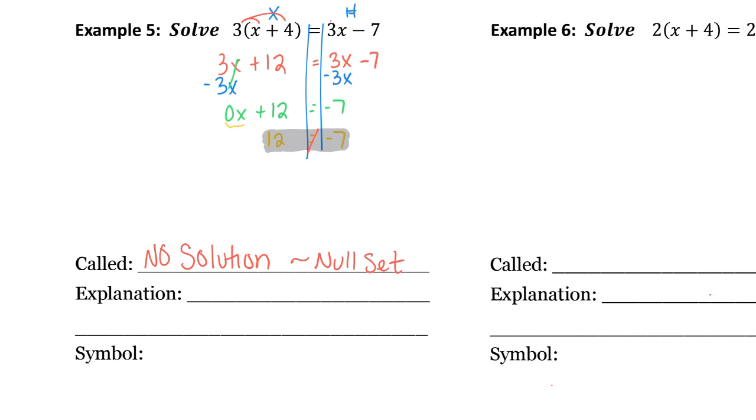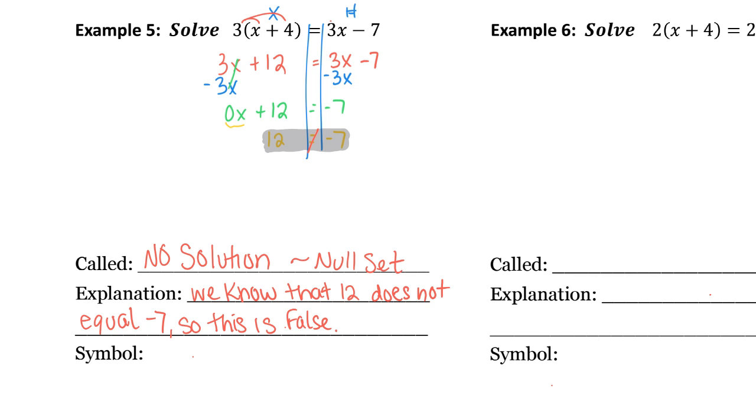And why do you think this is no solution? Well, we know that 12 does not equal negative 7. So this is false. So we can't ever actually solve this problem.